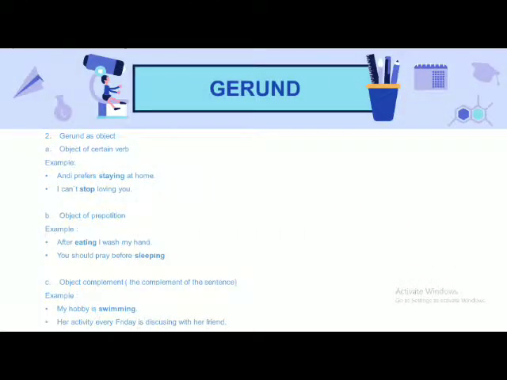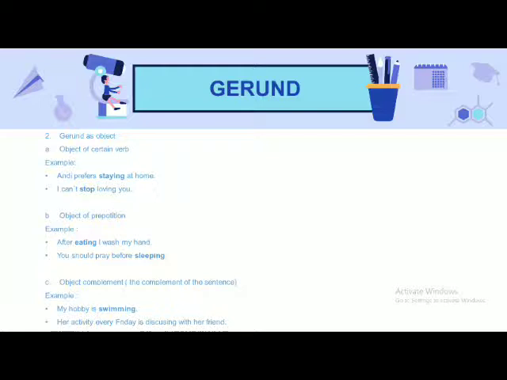The second is gerund as object. In here, we have three kinds. First, object of certain verb. Example: Andy prefers staying at home, and I can't stop loving you.